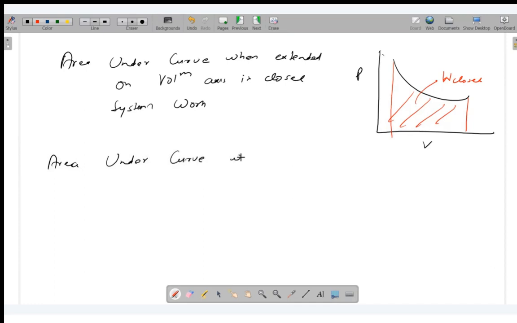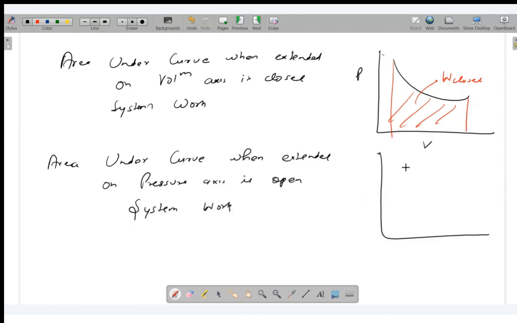Then area under curve when extended on pressure axis is open system work. Pressure, volume, where are you going to extend it? Pressure axis. So this is work open. Am I clear? Quickly.